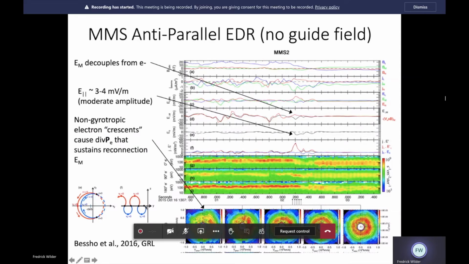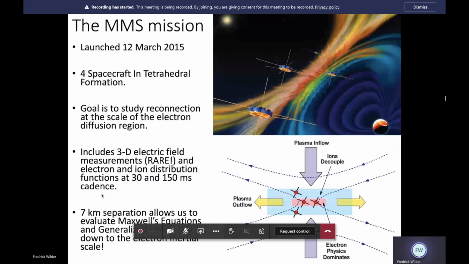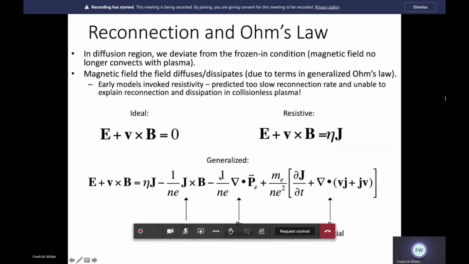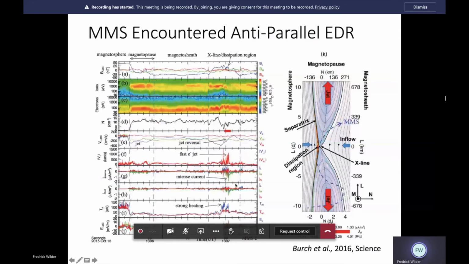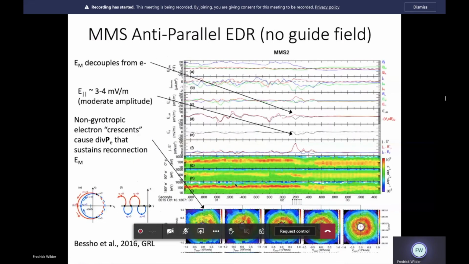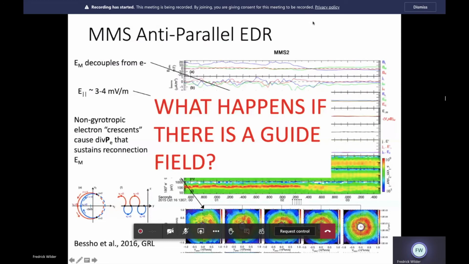And that crescent is because those electrons are bouncing across this diffusion region, and in phase space it traces out this crescent shape, and that leads to a divergence of the pressure tensor. If we go all the way back to generalized Ohm's law, it leads to off diagonals of the pressure tensor and a divergence, which can break the frozen-in condition and heat the electrons. So it seems like the electron pressure is guiding the reconnection, but not so fast.